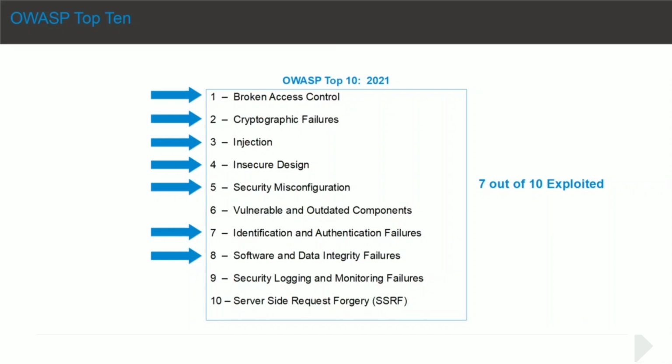Number 8, software and data integrity failures. Anytime that we were able to trick the system into losing integrity, you saw a data integrity failure. An example of that is all the different times that we repurposed forms, all of the different times that we were able to manipulate that data and create the illusion back to the user that we wanted. That was data integrity failure within the application. So you've got 7 out of 10 hit with the OWASP Top 10.